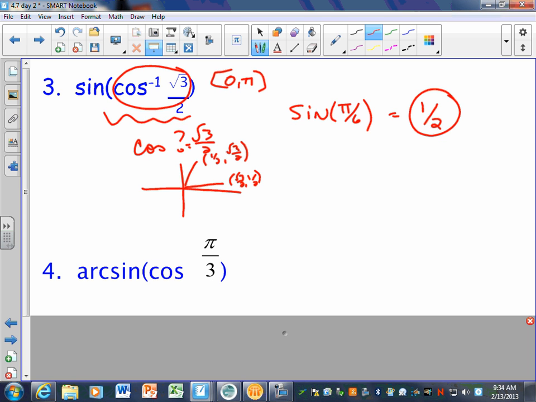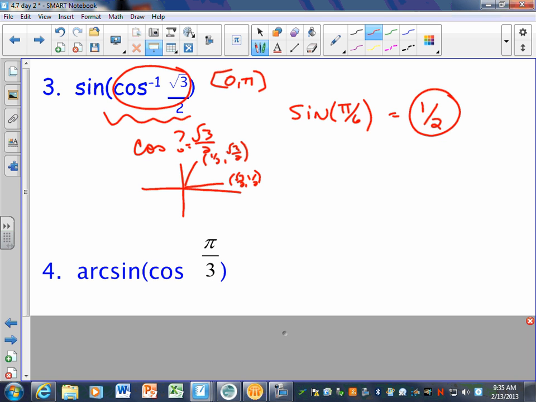Same idea, but I've switched it around on you. Now I put the regular function on the inside and the arc sine on the outside, which means, is your final answer going to be a value, or is your final answer going to be an angle on this one? An angle, because the final thing you're going to do is the inverse stuff. So again, take a minute. Do the cosine of pi thirds.